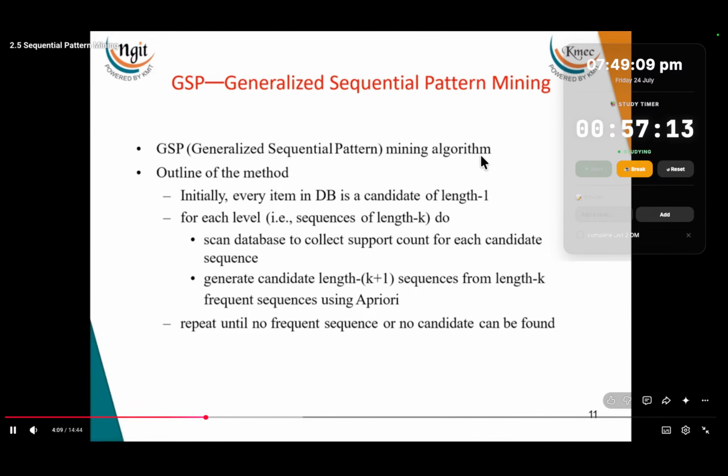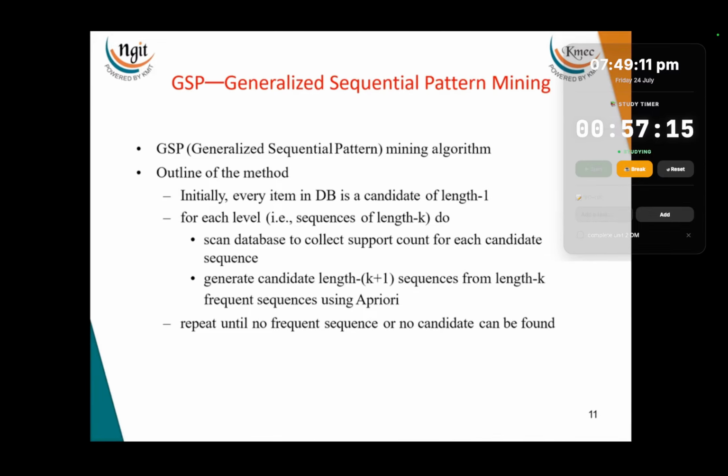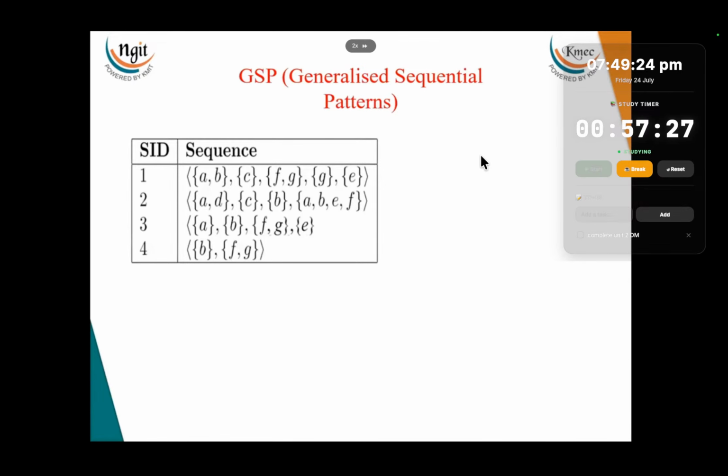If it is satisfying the support count, then those sequences are considered, or else the other sequences will be pruned, just like the Apriori property which we have seen in the earlier videos. And we will just follow the steps until no frequent sequence or no candidate is found. So let's understand this with an example.